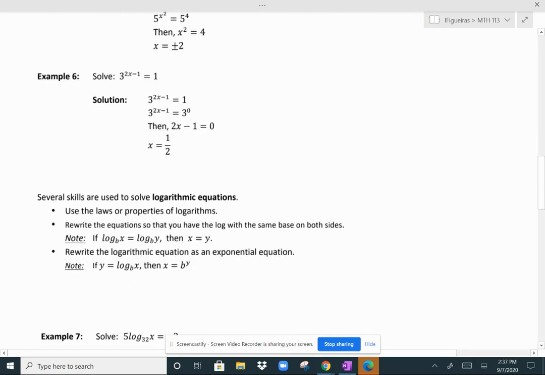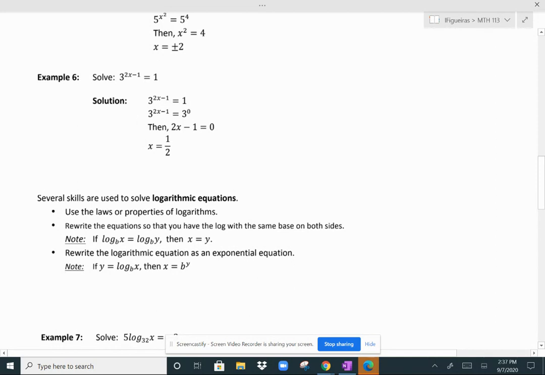All right, now we move on to logarithmic equations, and you're going to be using one or more of these techniques within the same problem. With logarithmic equations, you might have a logarithm on just one side, you might have logarithms on both sides, but oftentimes you have to use your logarithmic properties or laws in order to compress or expand your logarithm. You're usually condensing them or compressing them when you're solving an equation.